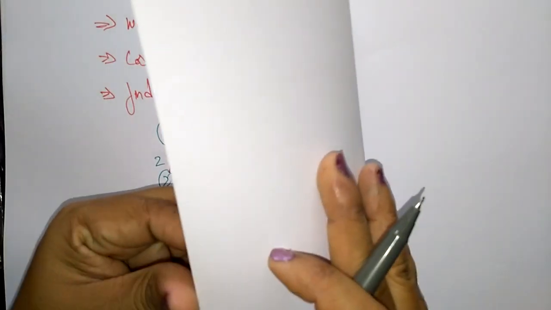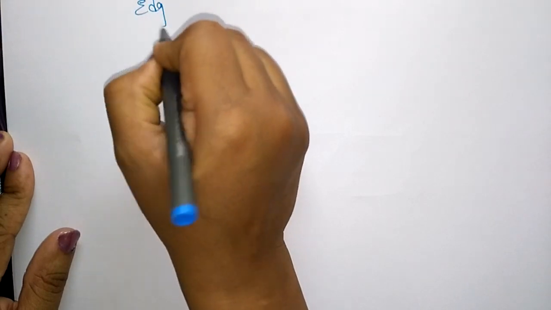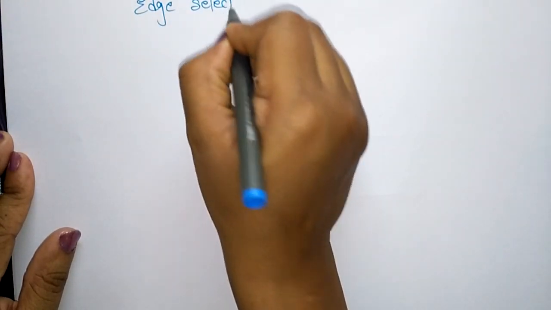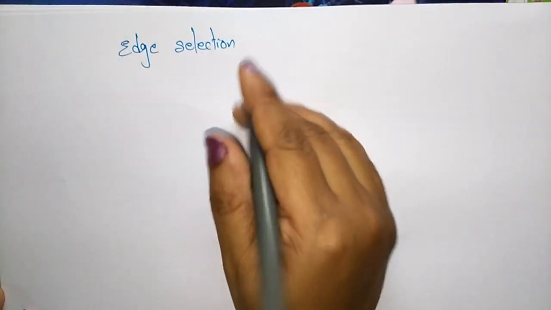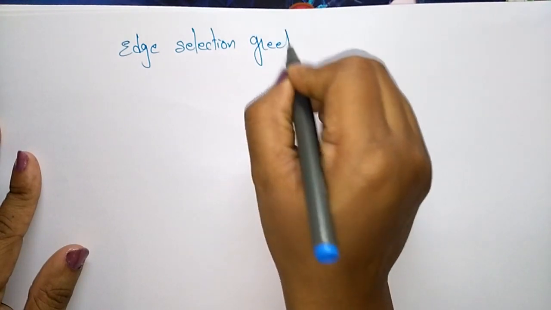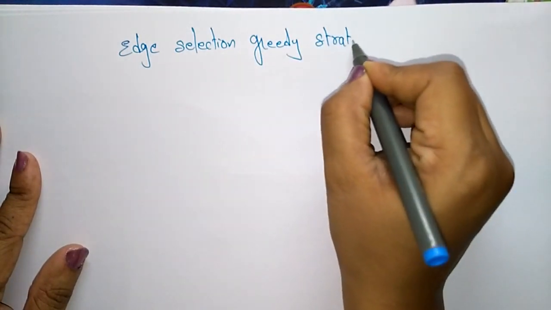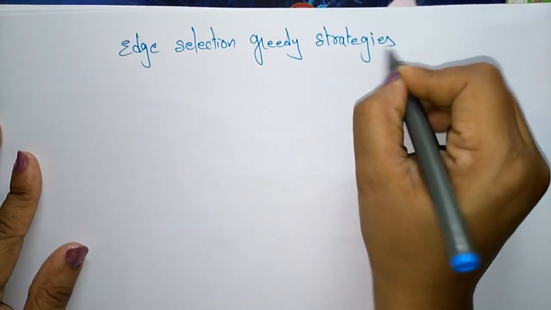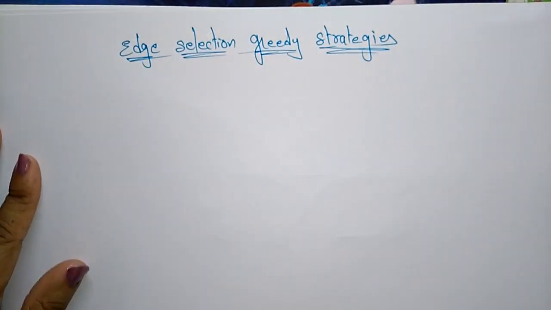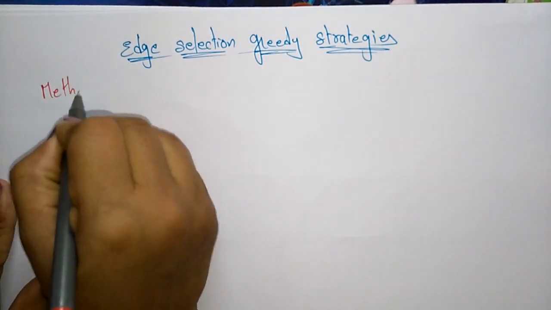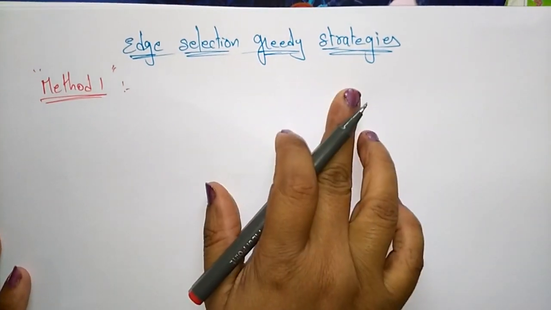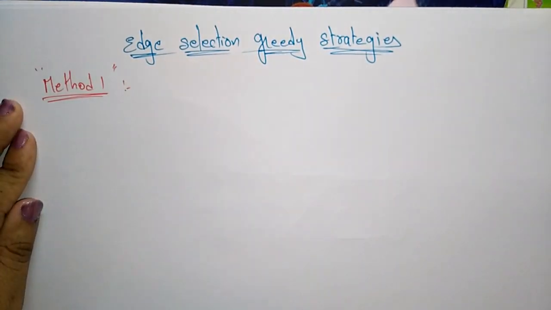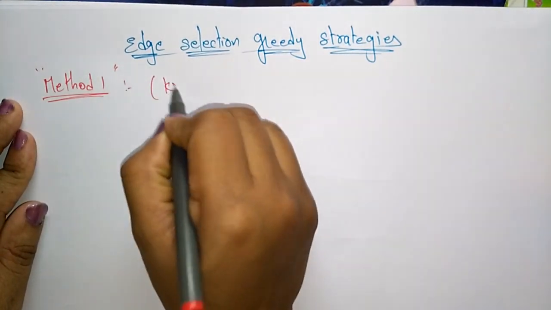So let us first see the edge selection process of the greedy method. First we discuss the selection, after that discard. Edge selection with greedy strategies: by using greedy strategies, we have to select the edges in the graph. This can be done by using two methods. Method 1: the edge selection can be done by Kruskal's algorithm.